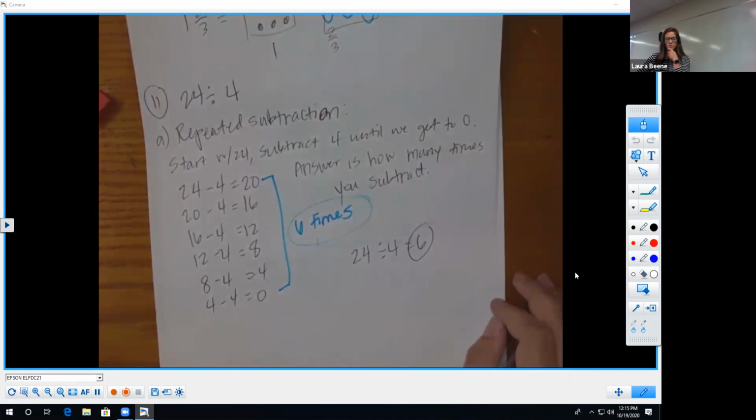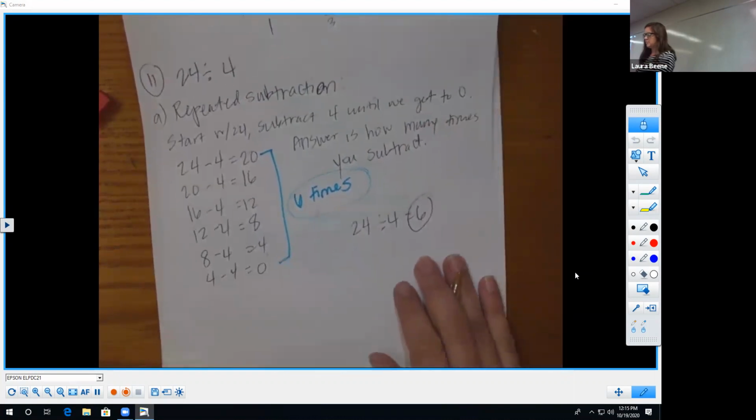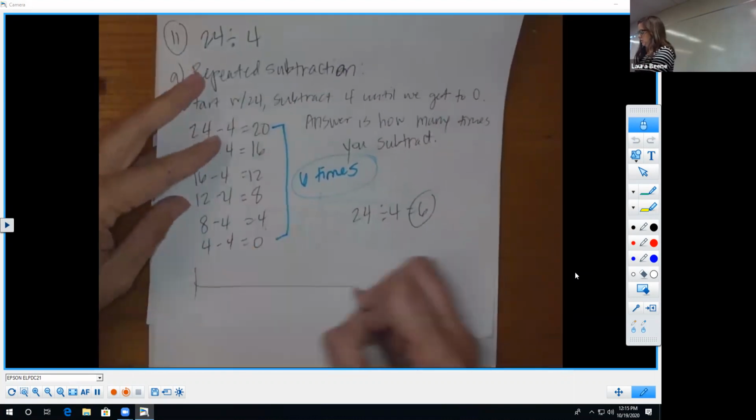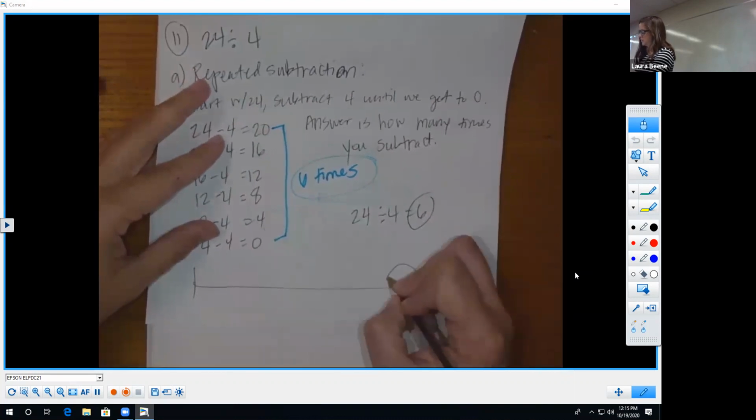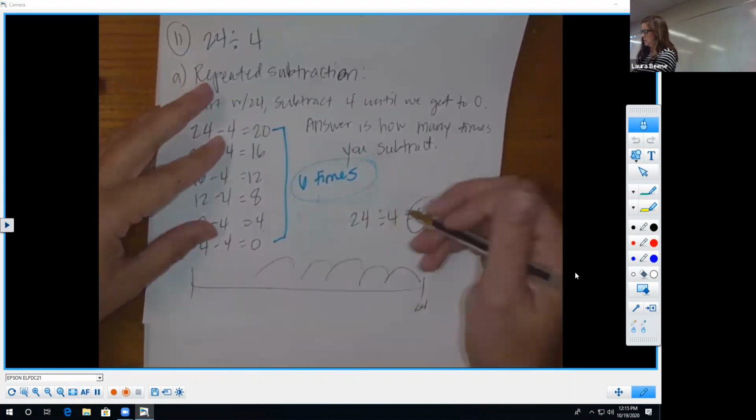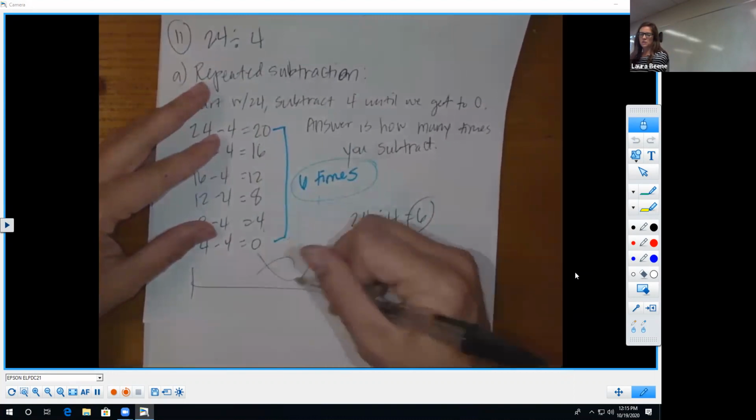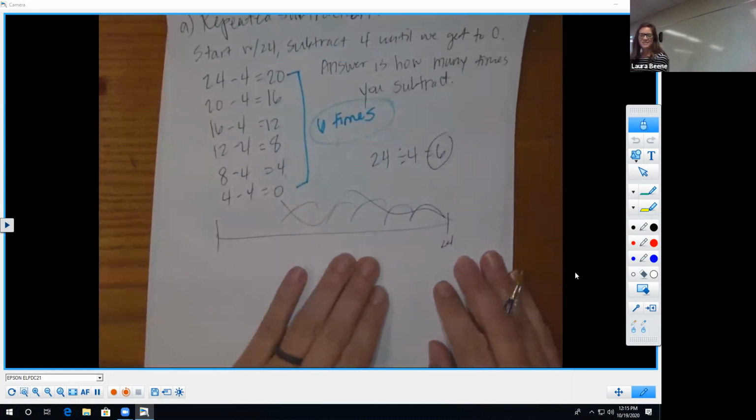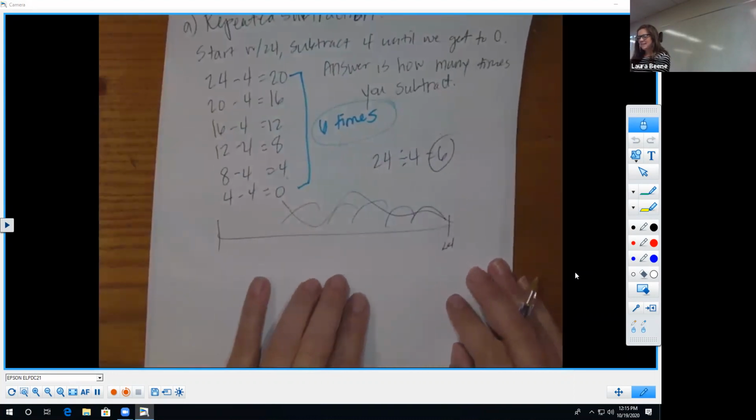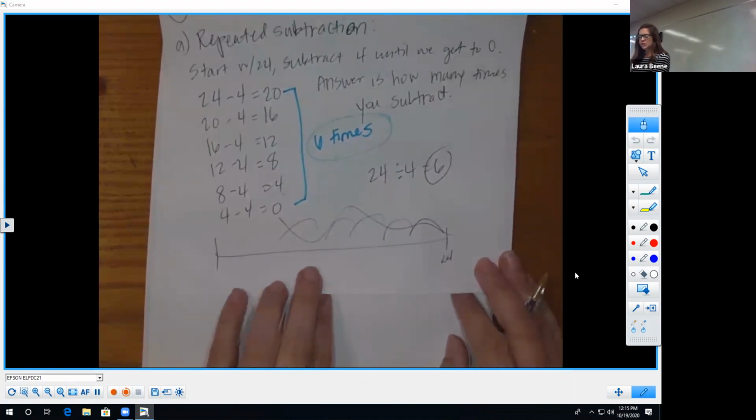I use a number line to show repeated subtraction. Yes, that's fine to use a number line to show repeated subtraction. You could do the same thing on a number line: go to 24 and then subtract off 4, and your answer would be how many times it took. That's not a good picture, because that's more than what it's supposed to be, but you get the idea. Okay, so that's for repeated subtraction.